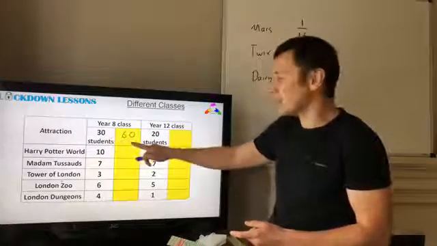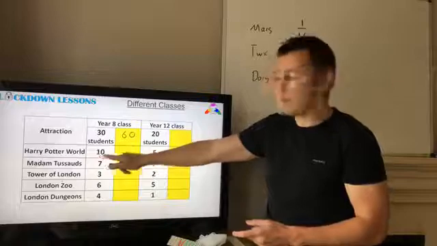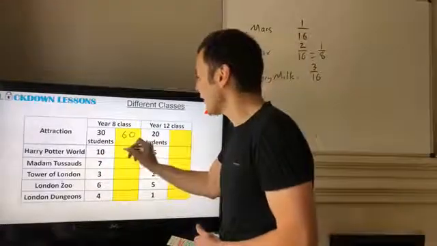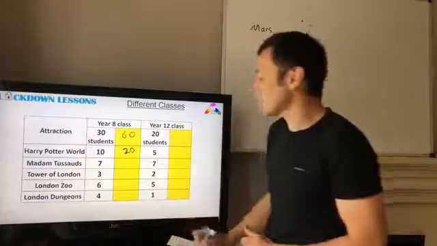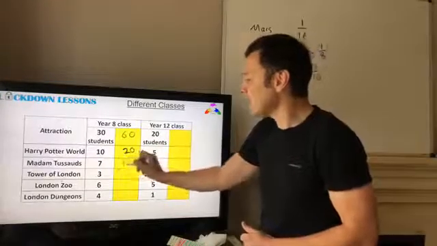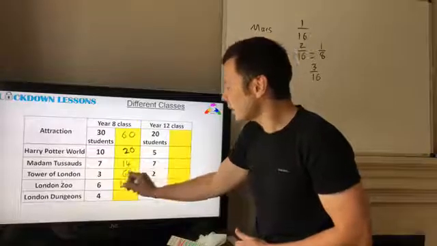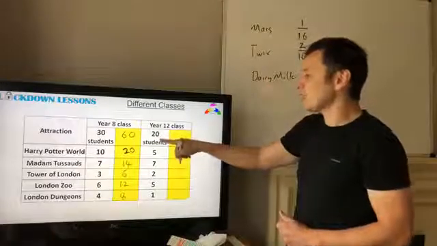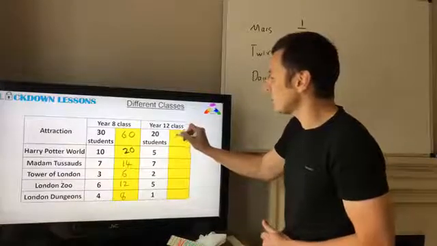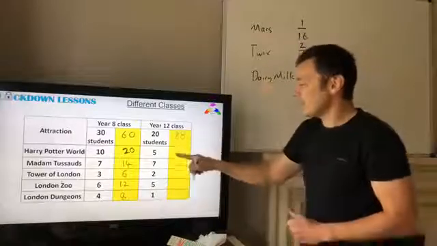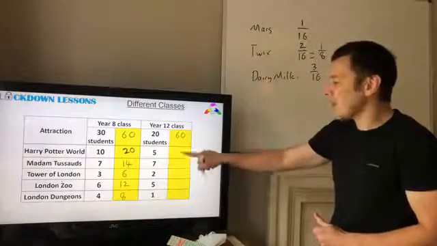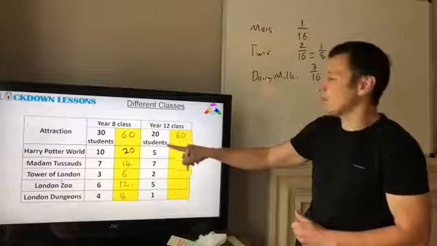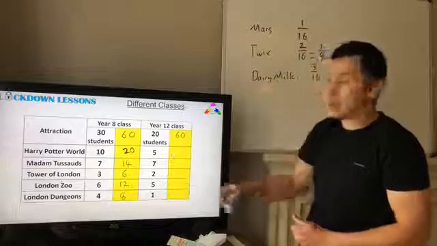So if I double the class, I'm going to say, well, if I'm doing Harry Potter World, 10 said that before, and in my new class, it would be sensible to say that 20 said it. And here, 14, 6, 12 and 8. If I'm going from 20 students to 60 students here, can you fill in what you would suggest, how many would like each attraction if there were 60 people in the class rather than 20 people? So can you fill in these boxes there?